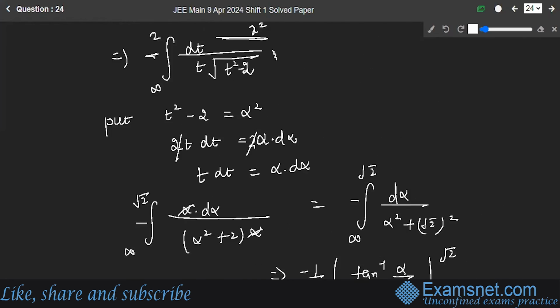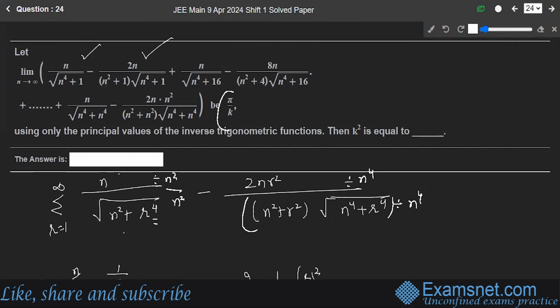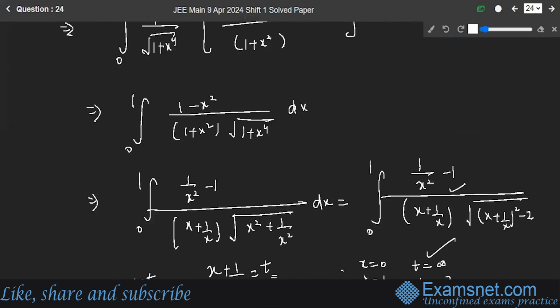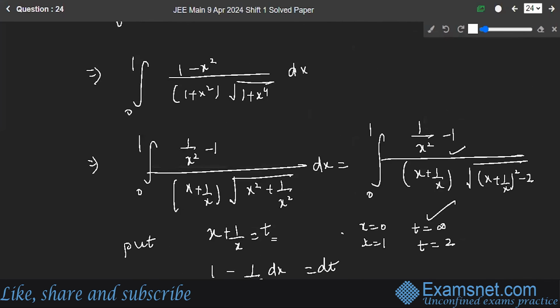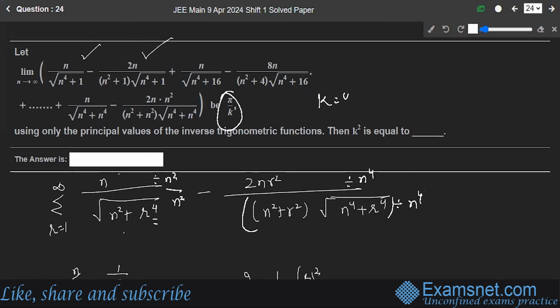Okay, and let's compare it with what we were given, that is equal to pi by k. So this is equal to pi by k. So k is equal to 4 root of 2, and I got the value for k as 4 root 2. You wanted to know the k square, so the square will give you 32. This is the answer to the question, 32. Hope you understood that. Let's move to the next question.